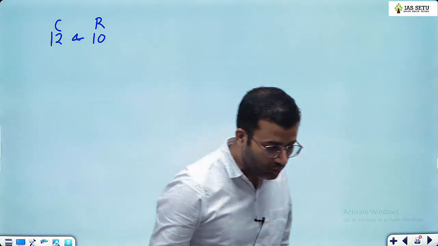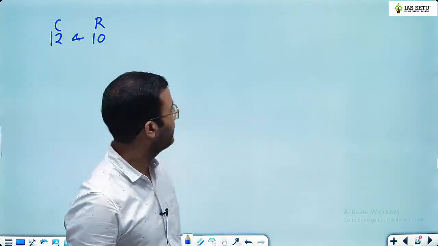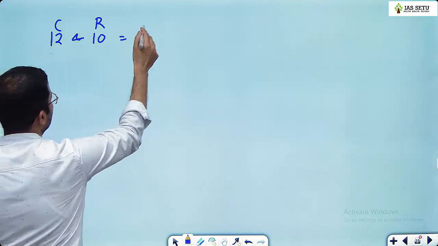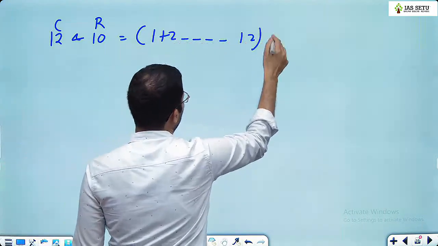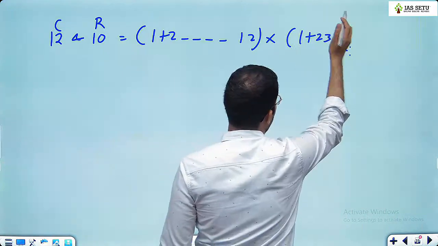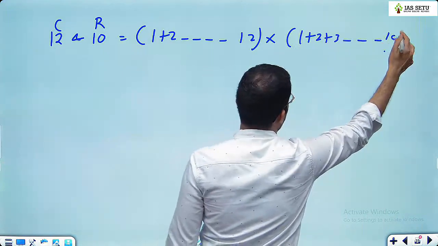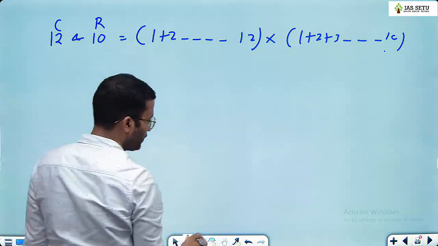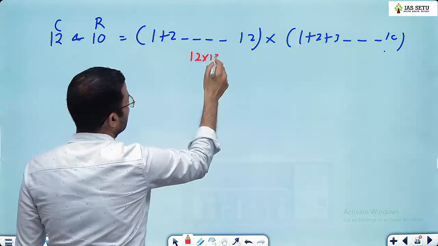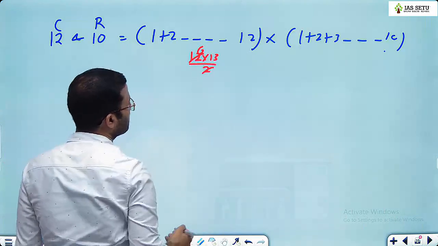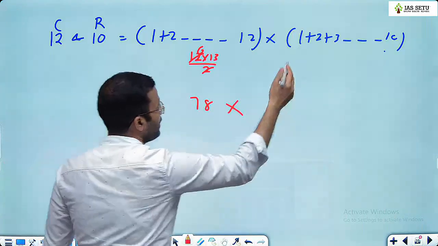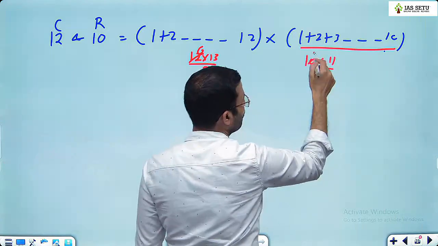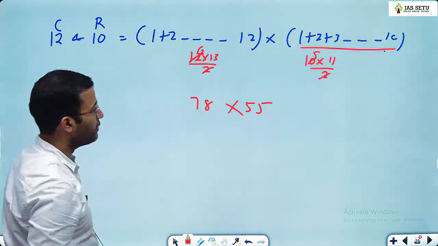This is n by m, 12 by 10. So bracket start 1 plus 2 plus 3 up to 12 into second bracket start 1 plus 2 plus 3 up to 10. It's like sum of first 12 natural numbers, sum of first 10 natural numbers. Now you apply the formula. What is the sum of first 12 natural numbers? 12 into 13 divided by 2. So here, 13 sixes are 78. And what is the sum of first 10 natural numbers? 55. Now you can try 10 into 11 divided by 2, 55. So your answer is 78 into 55.